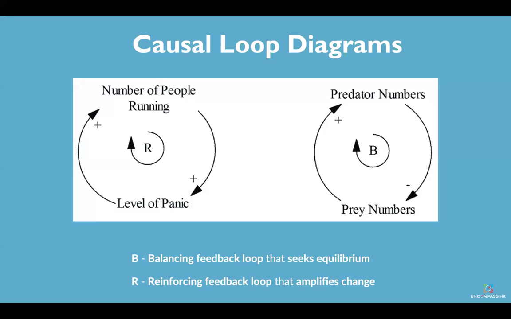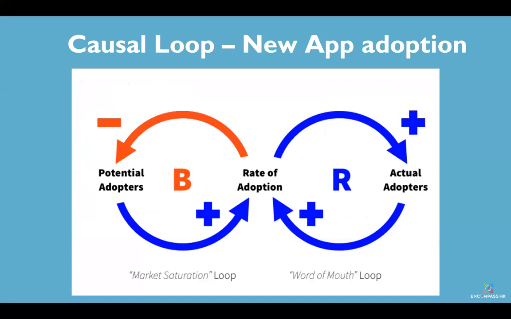So here's another example of balancing and reinforcing. On the left, if people are panicking, then more people are running, then people are panicking more, so it's a reinforcing loop. Then you have the balancing loop on the right. If the prey number increases, then the predator number increases. When the predator number increases, they eat more prey, so the prey number goes down. So it's a balancing loop. And we'll come to some business examples very shortly.